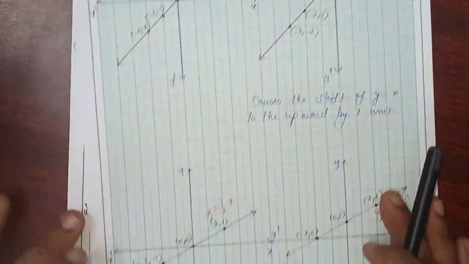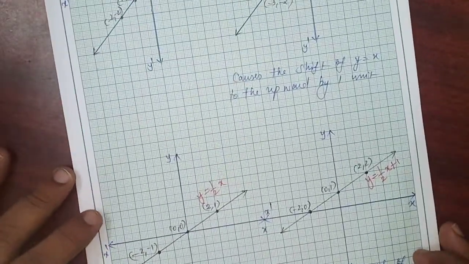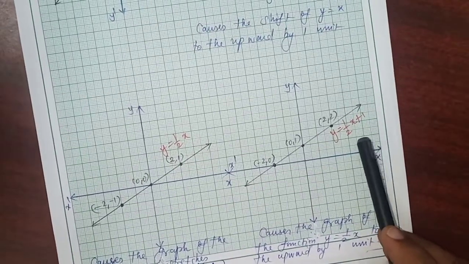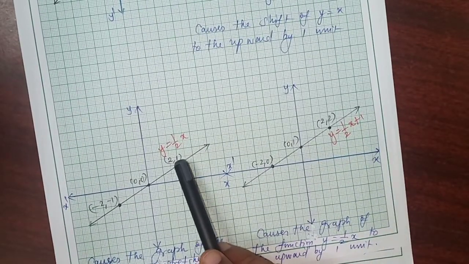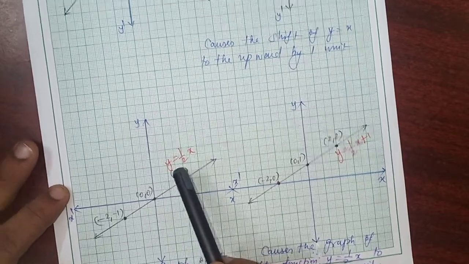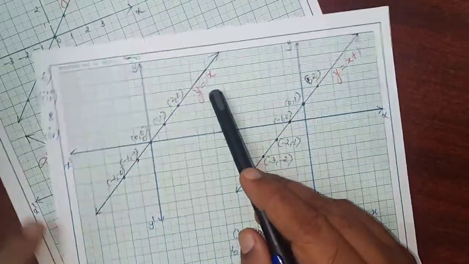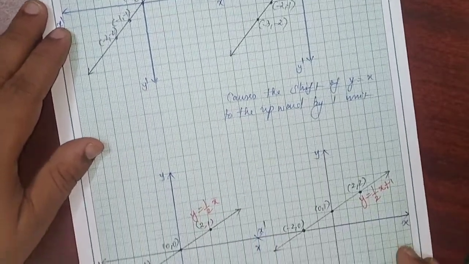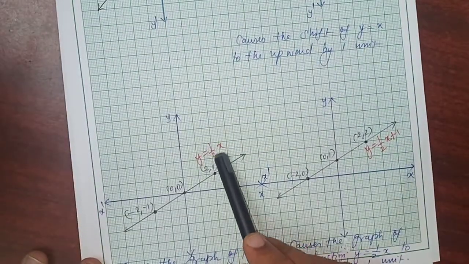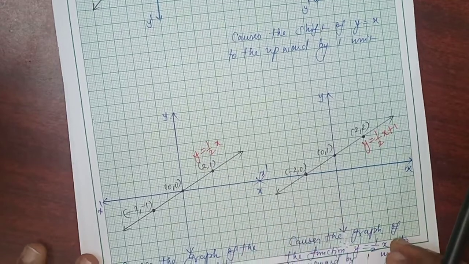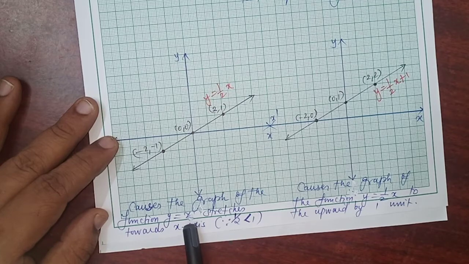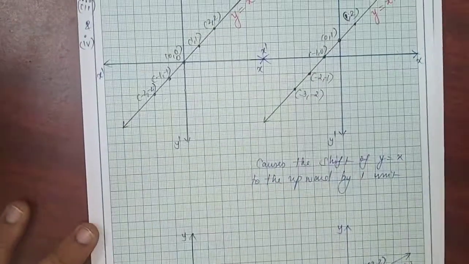Next one, subdivision number 4, y equal to half x plus 1. This is the question. First we can draw y equal to half x. The given graph is y equal to x. Here y equal to half x first. Half is less than 1. If it is less than 1, you know that it causes the graph of the function y equal to x stretches towards x-axis.